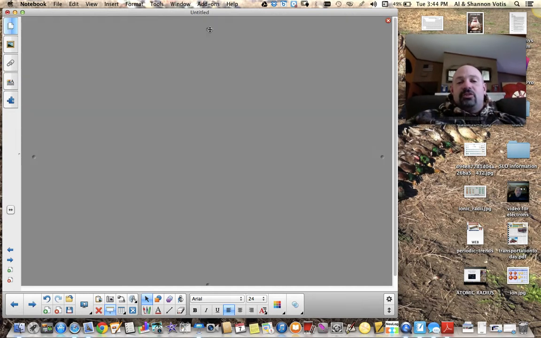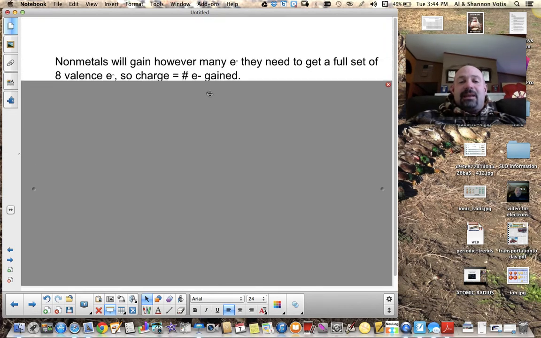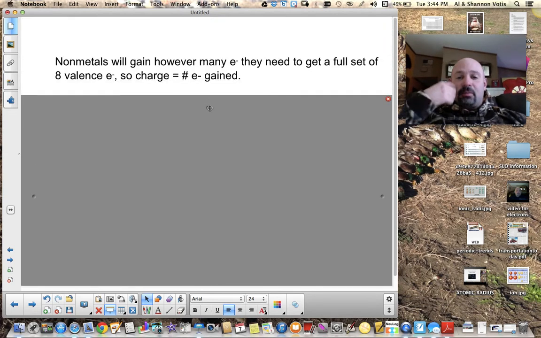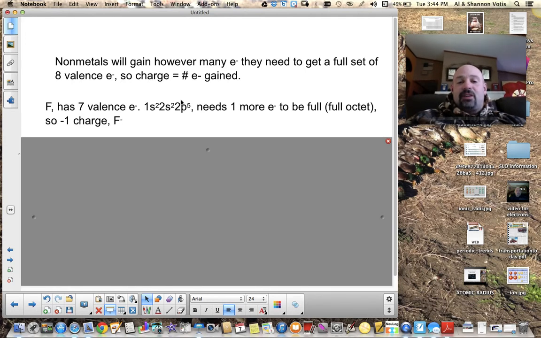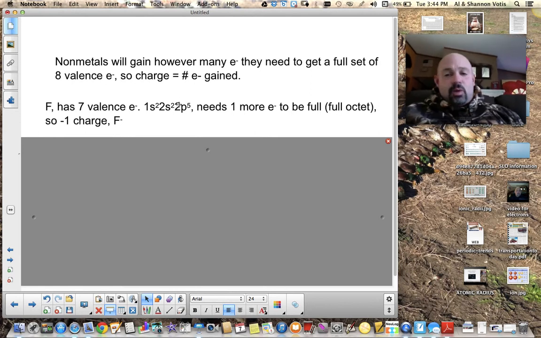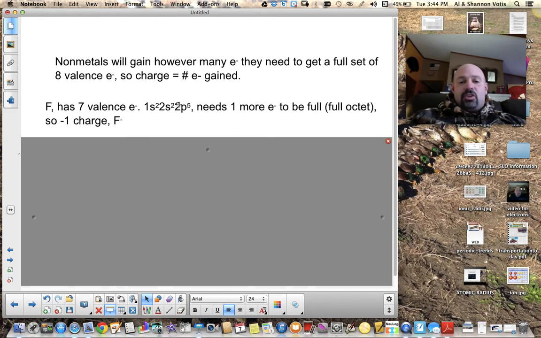Now, the same thing is true with nonmetals, except that nonmetals are going to gain electrons. They're going to gain as many electrons as they need to get their full set of 8. So their charge is going to be equal to how many electrons they gain. Fluorine has 7 valence electrons to start with, all the electrons in the second energy level, 2 in the s, 5 in the p, that's 7. So to get a full octet, it needs 1 more. So it's going to have a -1 charge because it gained 1 electron, F-.